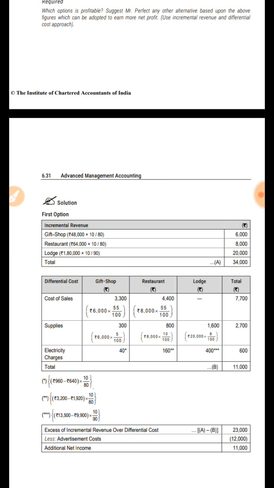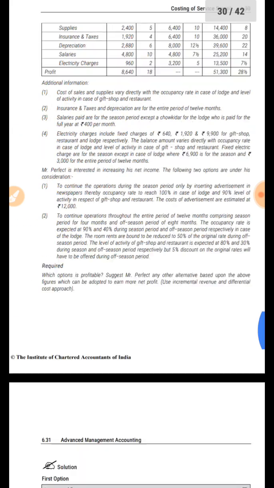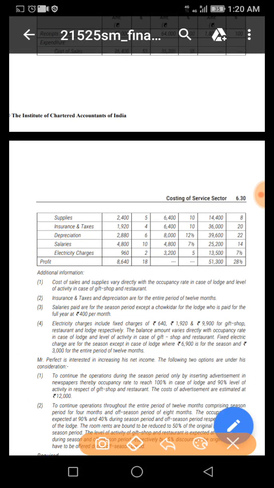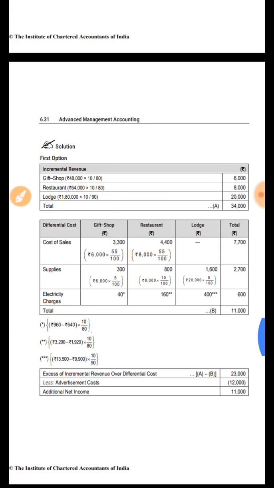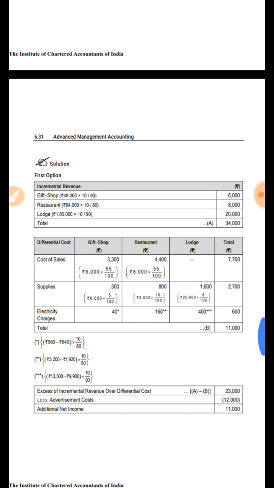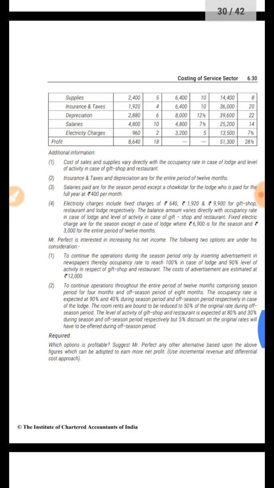7,700, then supplies, and this supplies 5%, 10%, and 8%. So for gift shop 6,000 into 5%, for restaurant 8,000 into 10%, and for lodge 20,000 into 8%. Cost of sales we got, supplies we got. Next one is electricity.